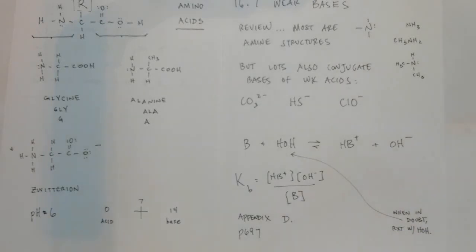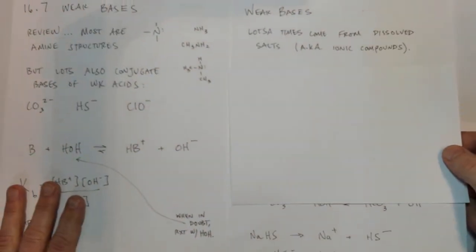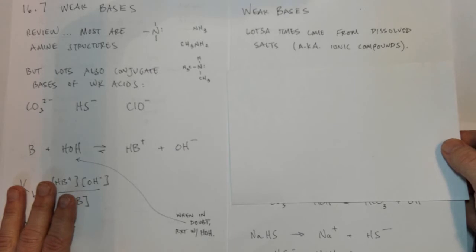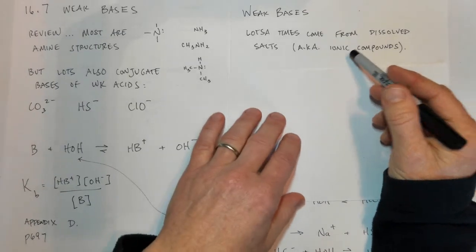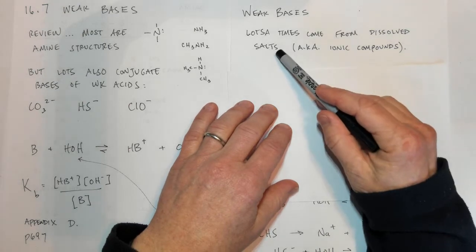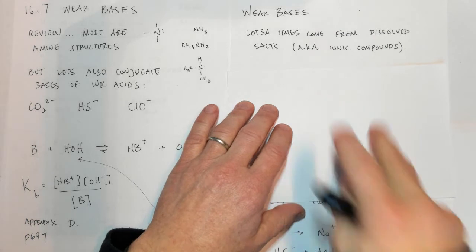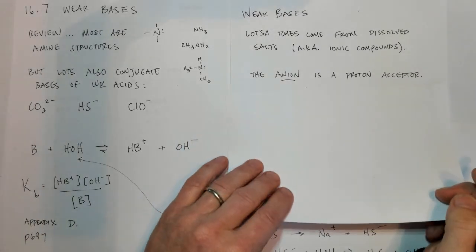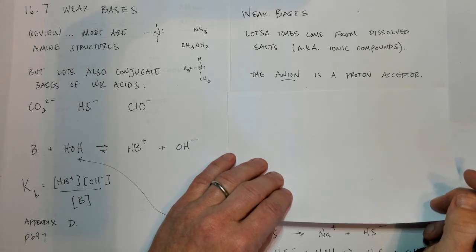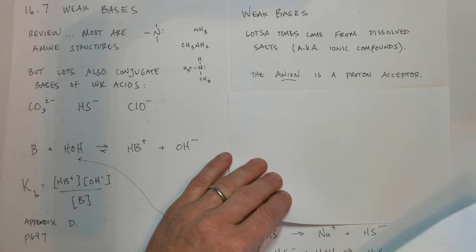So lots of times weak bases come from dissolved salts. Salts, remember, are ionic compounds that have a cation and an anion. And so identifying these things that have a cation and an anion, and then they break up, and then identifying them as weak bases is many times kind of tricky. The anion then is many times a proton acceptor, and a proton acceptor is, of course, a weak base.